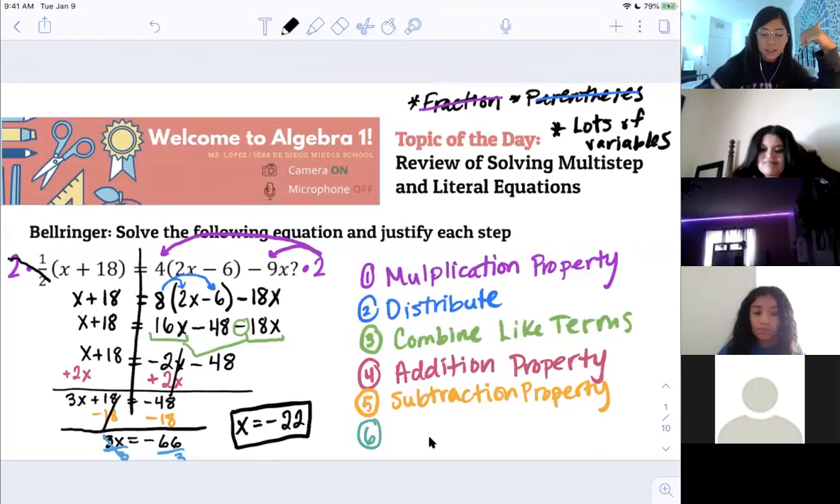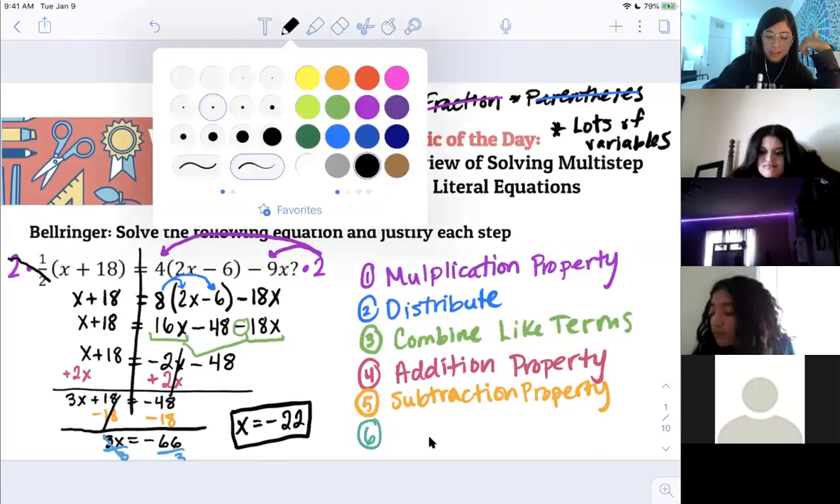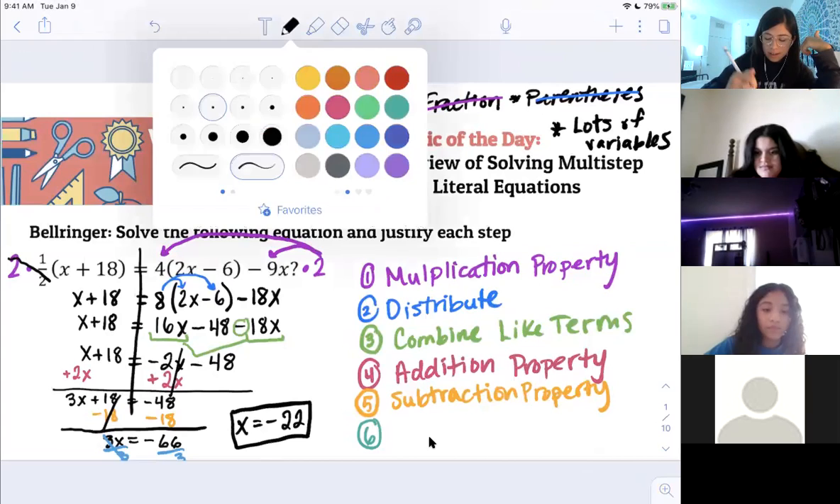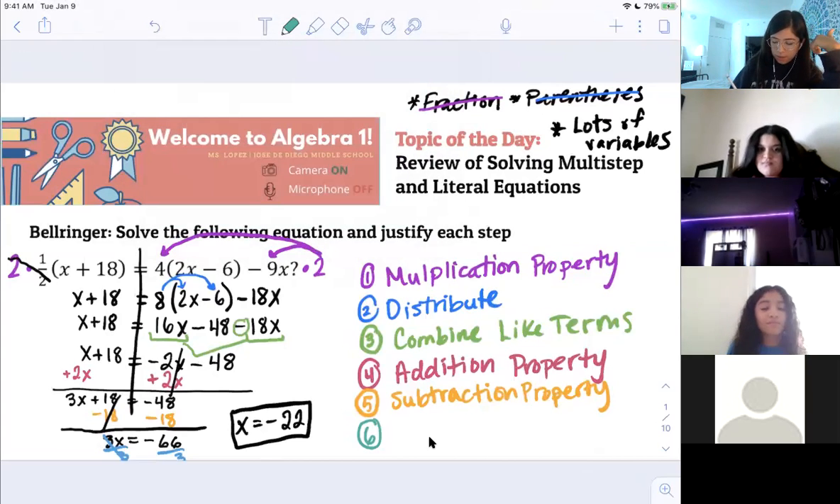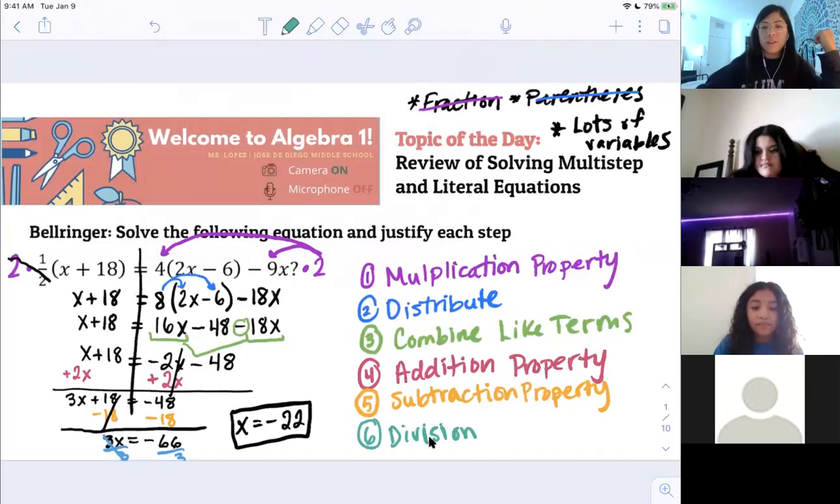This was definitely a challenging problem because there were 6 whole steps. Like that's a lot. That's a lot, definitely. So if you got it all the way through, awesome job. Do I have any final questions on this?